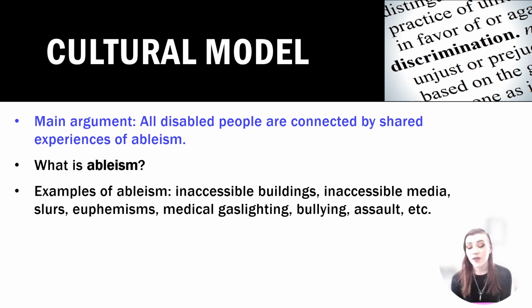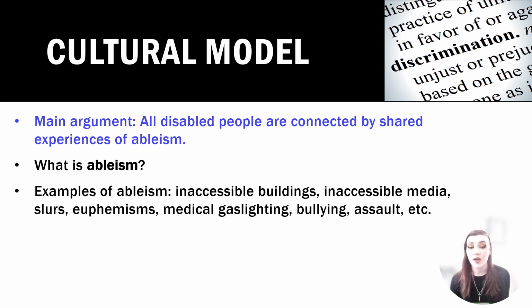A couple examples of ableism that we've seen in our day-to-day lives, things that we're probably all familiar with, would be inaccessible buildings, right? Someplace that only has stairs and no elevators, so wheelchair users cannot get to those upper levels. Inaccessible media, such as books that are not in Braille for people with low vision or people who are blind, or TV shows or movies that don't have closed captions for our deaf and hard of hearing folks.